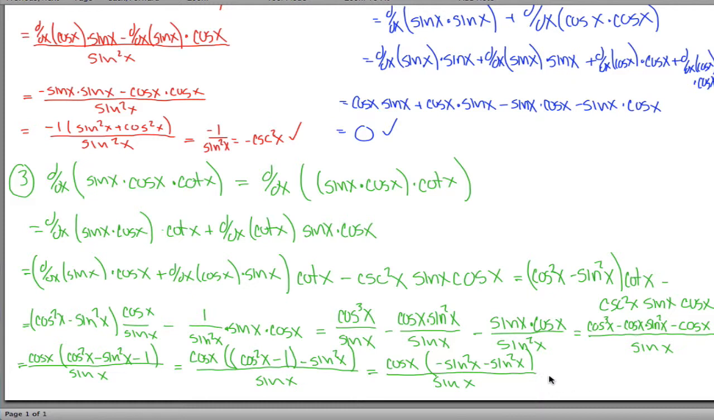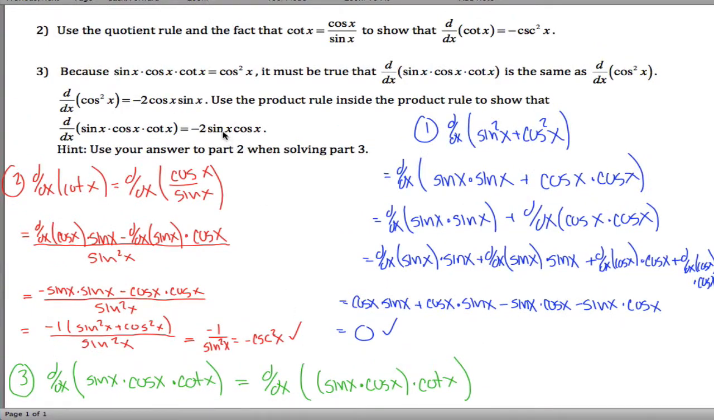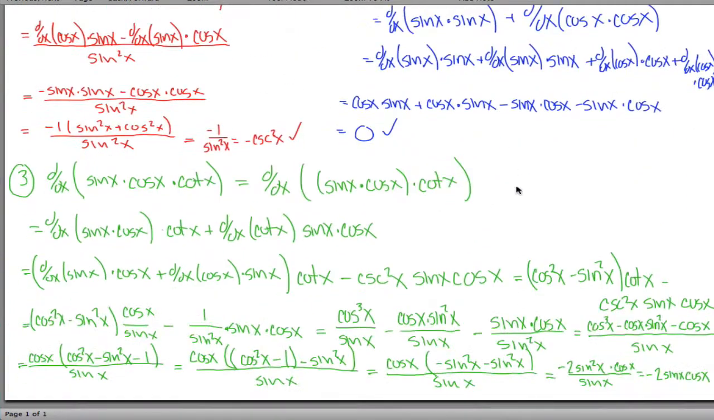And I think we're done. I know it doesn't look like it, but negative sine squared of x minus another sine squared of x is negative 2 sine squared of x. And then we have to multiply that by this cosine of x, and then divide that by sine of x. But what we can now do is cancel out this sine and this sine, and get negative 2 sine of x cosine of x, which better be the same answer because I'm out of room, but it is: negative 2 sine of x cosine of x.